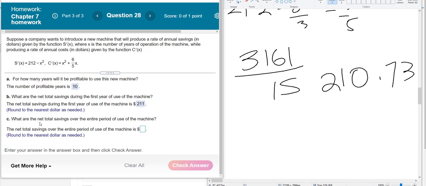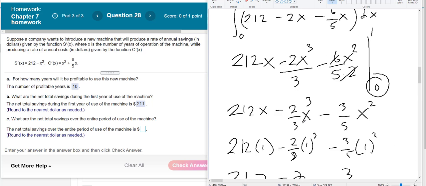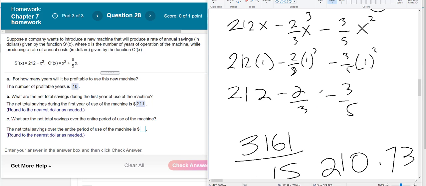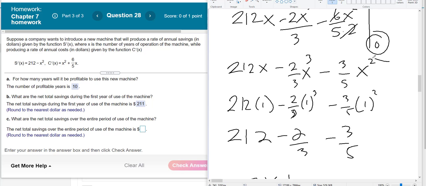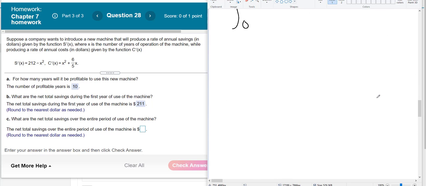Now in Part C, they want to know the total net savings over the entire period of use of the machine. So we already set these equal and found that the number of profitable years is 10. So we've got to do the integral now from 0 to 10, not just the first year, but the whole 10 years. We do not need to reintegrate. We've already done the integral. It's this 212x, it's this right here. We just need to reevaluate it, this time from 0 to 10. And again, the 0 is just going to give us 0, so we just have to do it at 10.